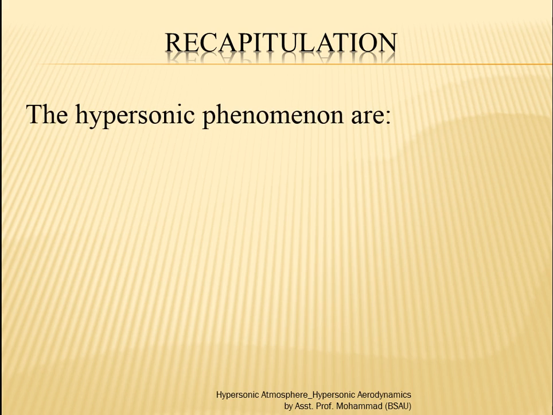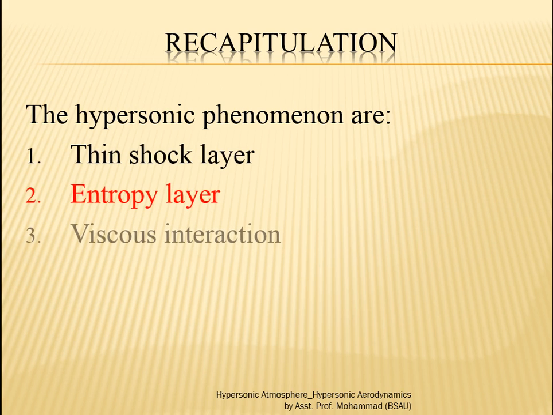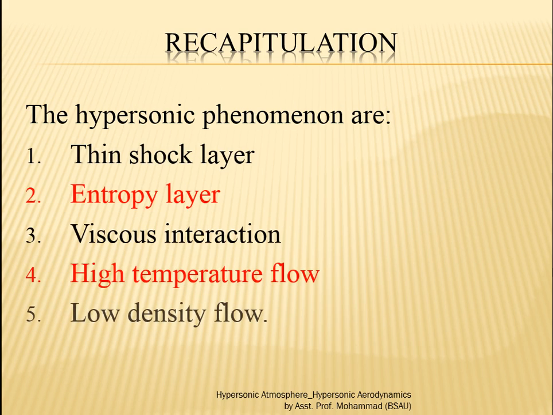So the hypersonic phenomena are the thin shock layer and the entropy layer, then we have viscous interaction, then high temperature flow, and finally the low density flow. Low density flow is not actually related to the density, but more to the velocity or the Mach number, but most of the hypersonic regime lies at very high altitude where density is also very low. So low density flow is also studied together with these four other phenomena. They are all joined together and called hypersonic phenomena.